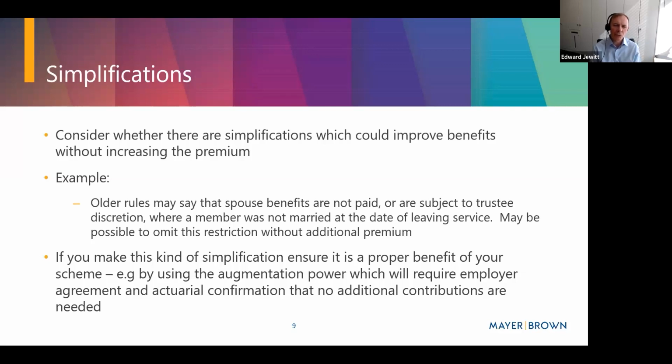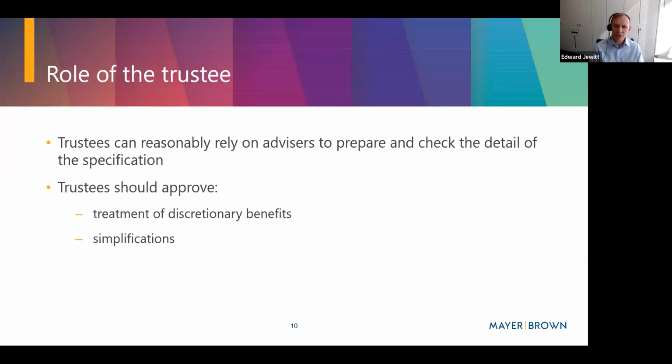If you make this sort of simplification, you can turn it into a proper benefit, so part of your scheme, by using your augmentation power. And that would typically involve the employer having to consent and the actuary having to say no extra contributions are needed.